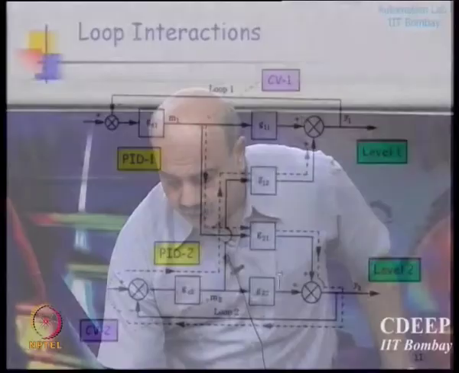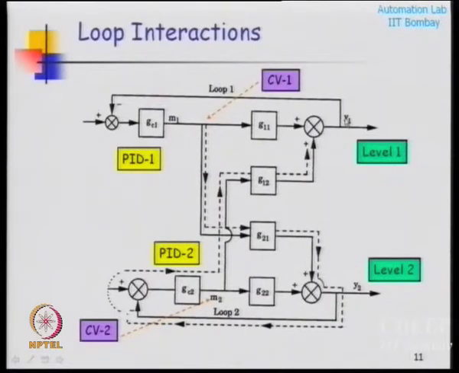But this PID controller will work only according to output Y1, no? This PID controller will only look at Y1 and this PID controller will look at Y2. There are no cross links. This PID controller doesn't know that M2 will have an effect on Y1, which through this loop will have an effect on Y2. It is just trying to control Y1. It doesn't realize what happens if I make a change here.